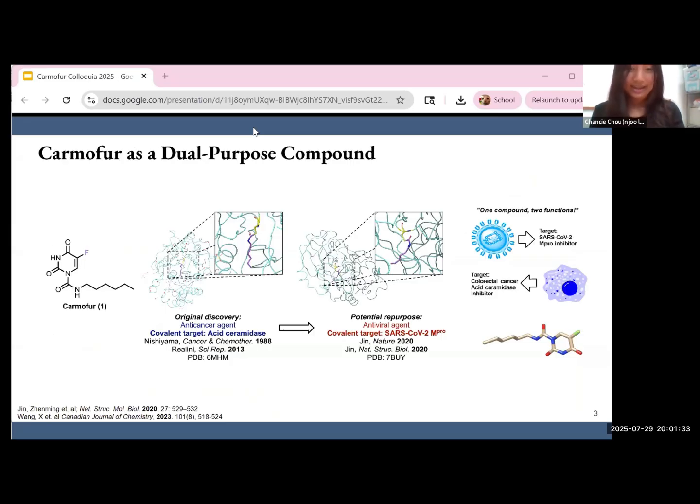So in 1988, Carmofur was first discovered to have anti-cancer properties against colorectal cancer. And more specifically, it was discovered to be a covalent inhibitor of acid-ceramidase in 2013. And in 2020, amidst the COVID-19 pandemic, Carmofur was also found to be a SARS-CoV-2 Mpro inhibitor.